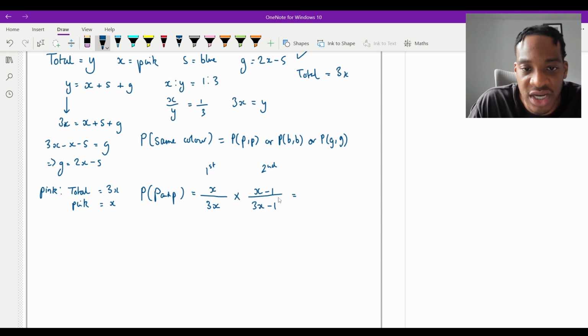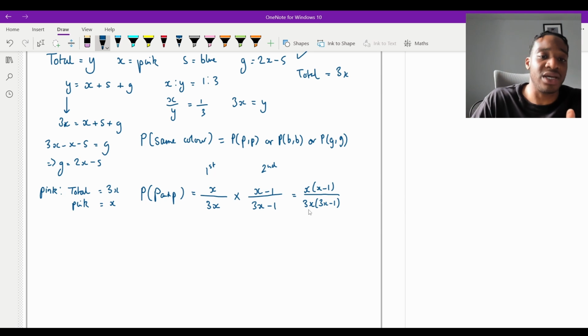And what you can do is just tidy this up a bit. I'm just going to put the brackets together. x minus 1 over 3x, and then 3x minus 1, like this. And this here is an expression for taking two pinks. And now we need to do the same for the blues and the greens, right? So go do the blues now.